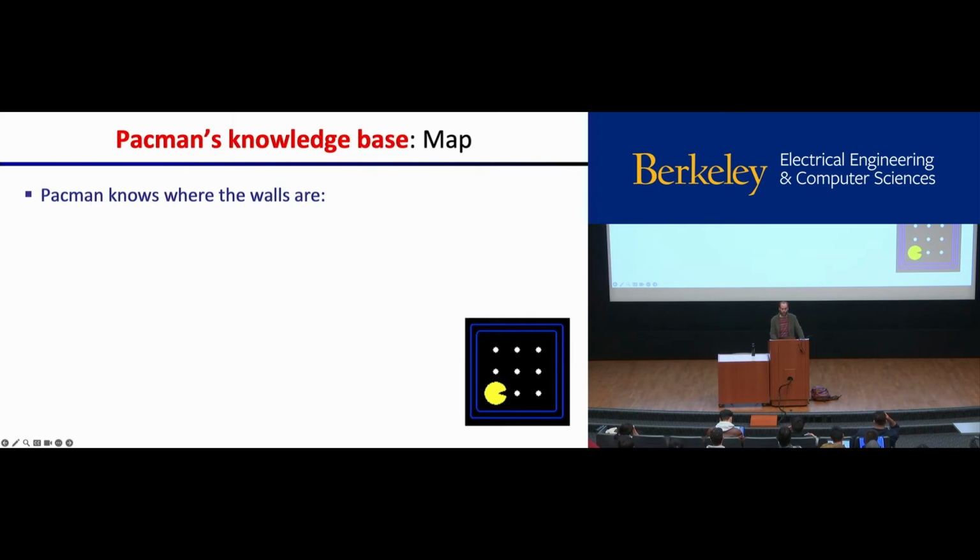So first, let's tell him where the walls are. That'll help him out. So here's our sentence saying where there are walls. Wall 0, 0 is true. Wall 0, 0 and wall 0, 1 and wall 0, 2, this whole sentence is true, which will mean that each of these variables has to be true. What else should we tell Pacman about walls? What other sentence should we add to his knowledge base?